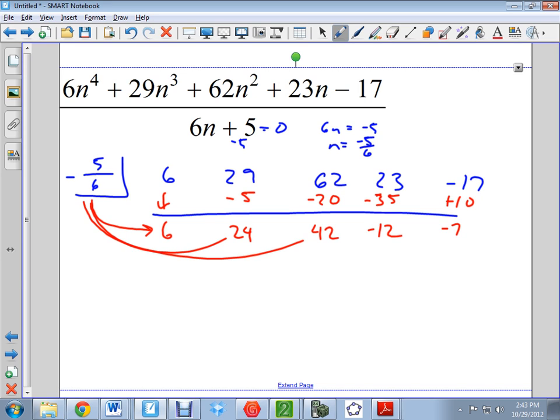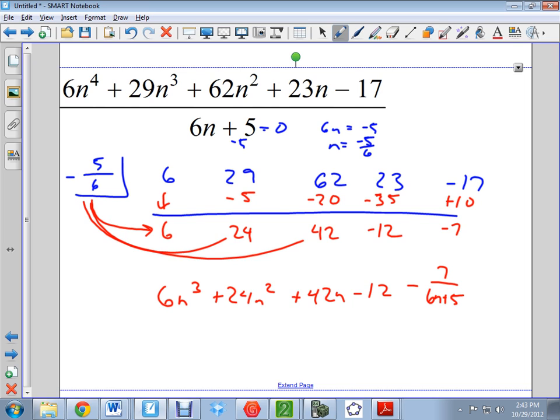So this is going to be 6n cubed plus 24n squared plus 42n minus 12, and then we have this -7 over the denominator, which is 6n plus 5.